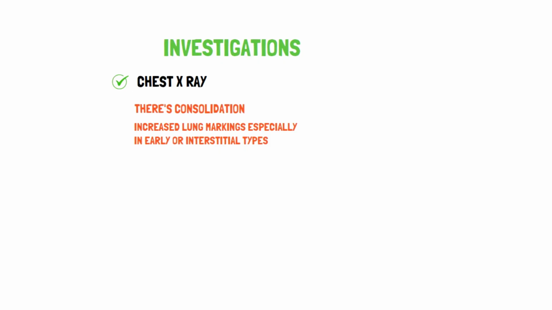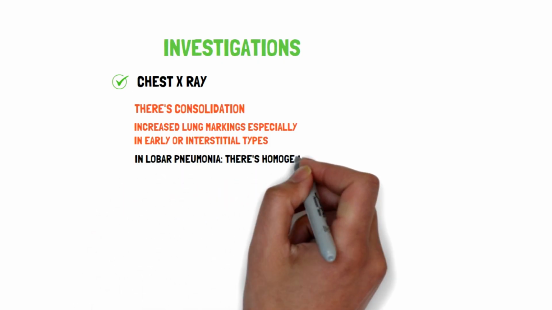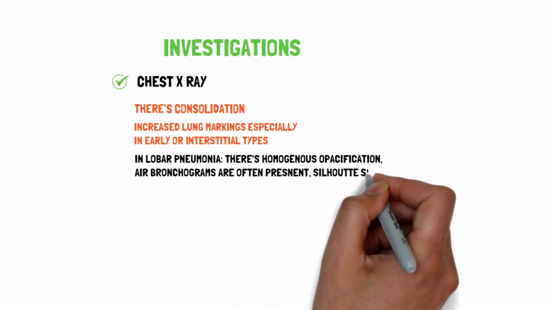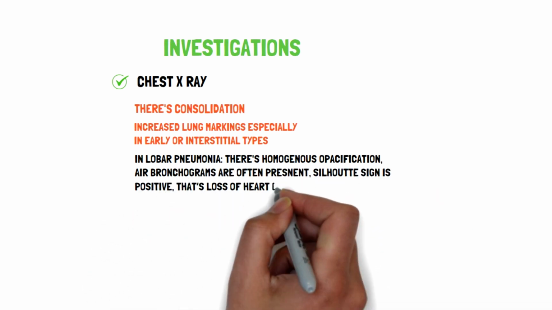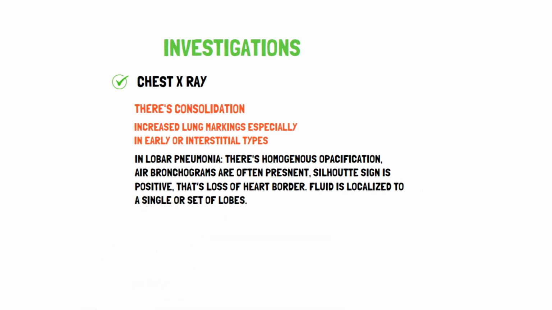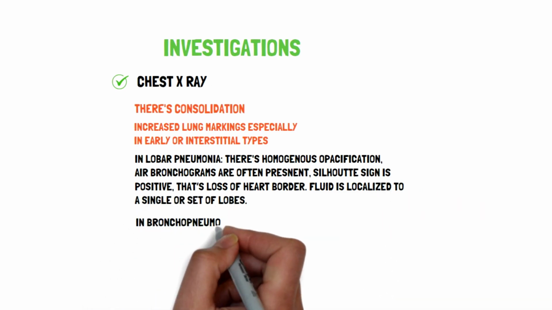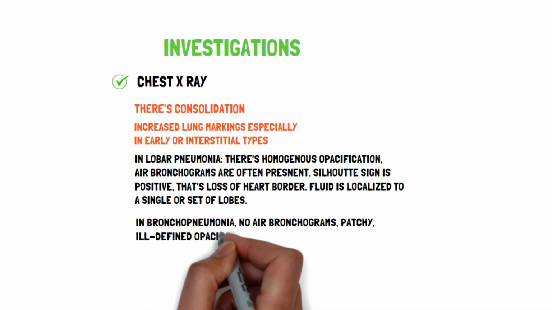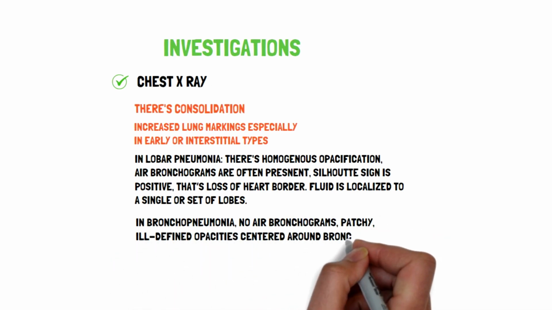In lobar pneumonia, there's homogeneous opacification. Air bronchograms are often present. Silhouette sign is positive, as in loss of the heart border. Fluid is localized to a single lobe or set of lobes. In bronchopneumonia, what are your findings? So there are no air bronchograms. It's patchy, ill-defined opacities which are centered around the bronchi.